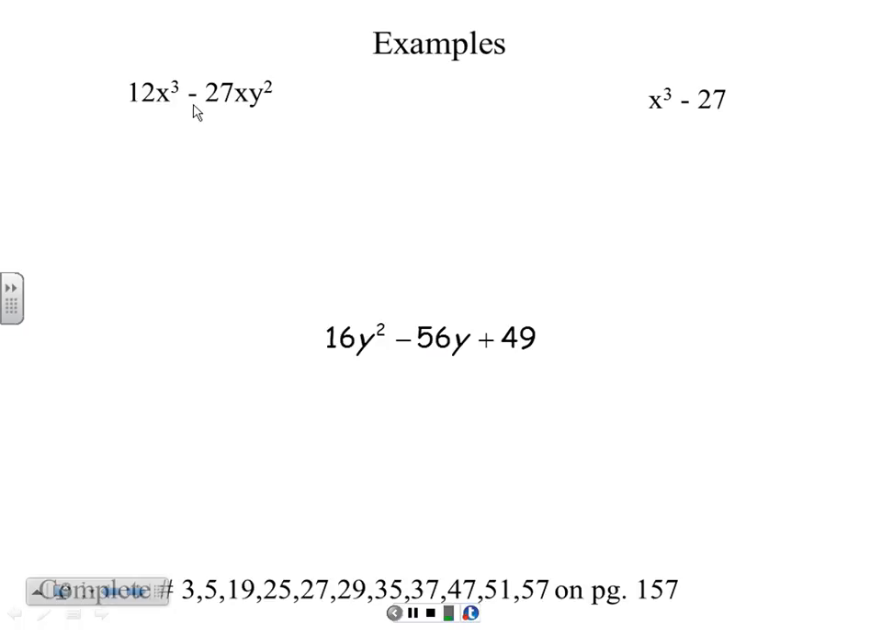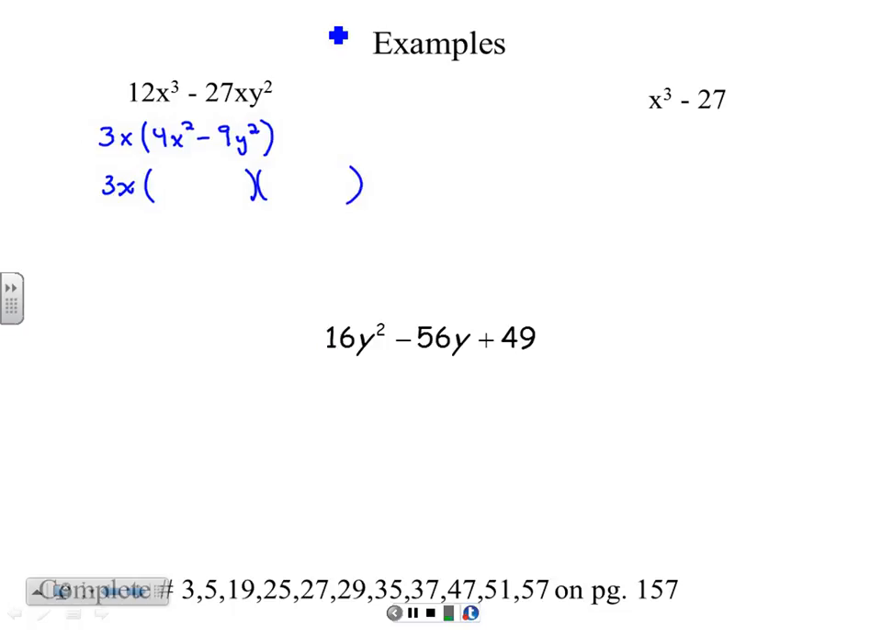This one, you're going to look for a greatest common factor, and I see, I think, a 3 and an x. So let's bring out a 3x. And when we do that, we're going to have 4x squared minus 9y squared. And again, the directions are going to say factor completely. This is going to be the difference of two squares, so I can factor again. So I'm going to bring down that greatest common factor. Open up two sets of parentheses, because that is the pattern.